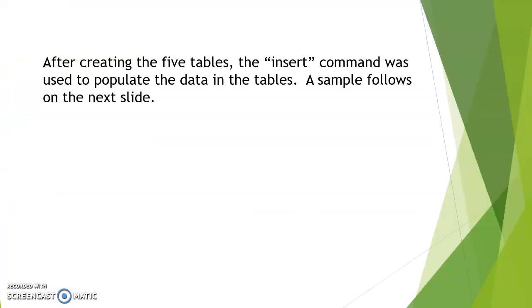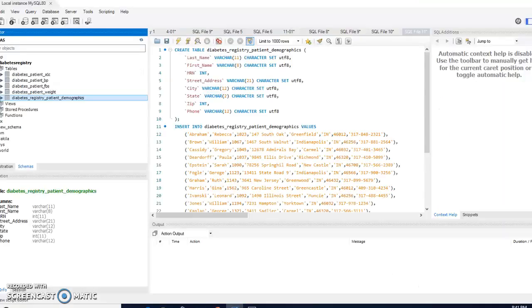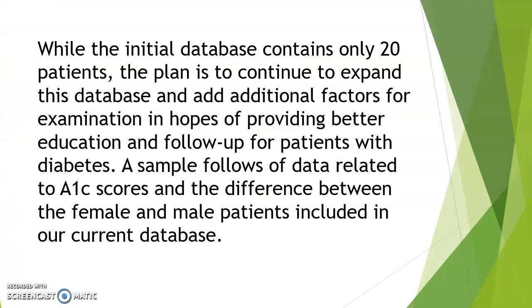And then after those tables were created, an insert command was used to populate the data into the tables. A sample follows on the next slide. So if we have someone programming, this is pretty much the information that they would be putting in to populate the registry. While the initial database contains only 20 patients, the plan is to continue to expand this database and add additional factors for examination in hopes of providing better education and follow-up with patients with diabetes.